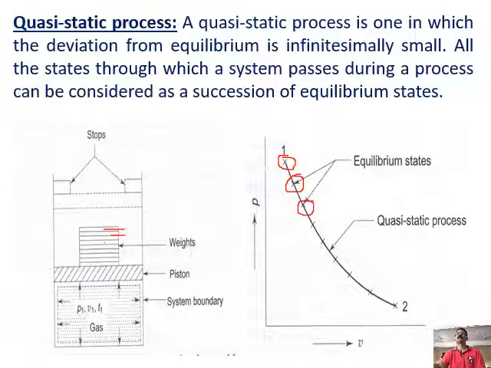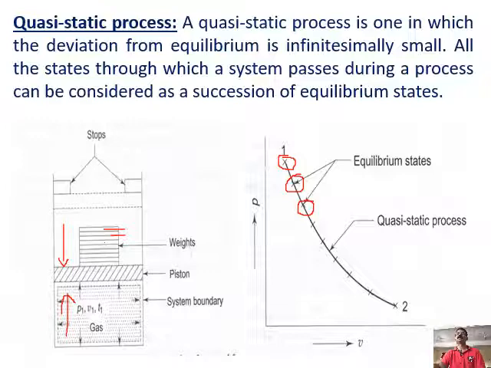Each of these points is an equilibrium point, because as soon as the weight is removed, the piston moves up a bit because of the expansion of the gas, and it comes to rest at that point. When the external pressure force applied on the piston becomes equal to the internal pressure, at that point it will be an equilibrium point, because these two pressures, external applied pressure and internal pressure, should be equal; only then will the piston come to rest. You see, if one of the pressures is less, the piston will move in the direction of the lesser pressure.